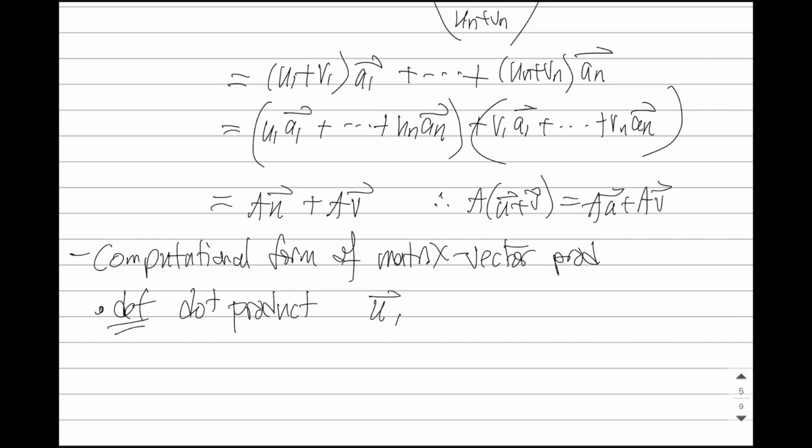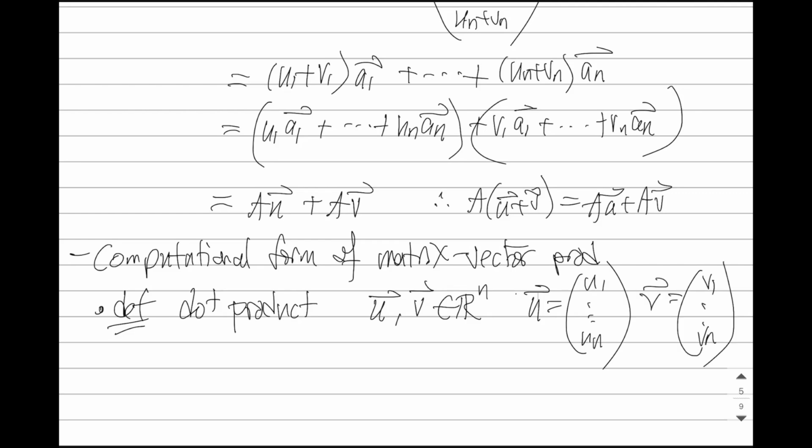They both live in R^n. That means they have entries u1 down to un, and v goes from v1 down to vn. I'm going to write this notation, u dotted with v. The definition of this dot product means take the first entry in u and multiply it by the first entry in v, then go u2, v2, all the way down to un, vn.